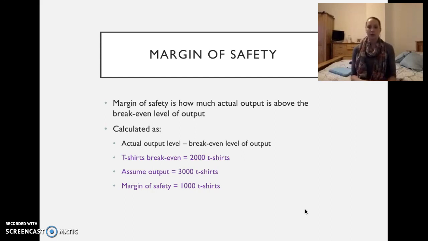Okay, now we know how to calculate break-even. We've done that previously. And if we use the very crude example below, our t-shirt break-even, we know, looking at previous examples, is 2,000 t-shirts. So if we assume that we're only going to be able to make 3,000 at our maximum production, our margin of safety is 1,000 t-shirts. So we've taken one from the other, and that will give us our margin. Okay, so that is where our business has moved past the break-even point. We're now into the safety zone of business, and we are now moving into the realms of profitability.